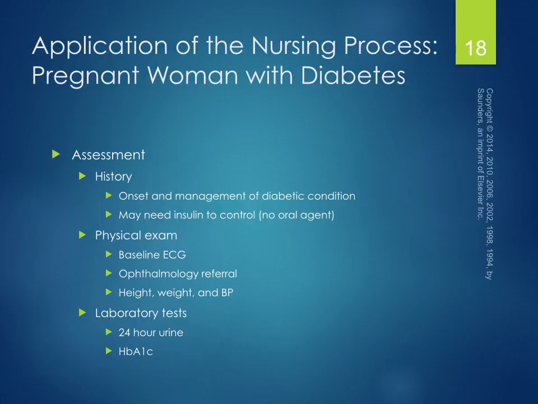Pregnant women with diabetes. Again, assessment is always going to be our foundation. We want a nice thorough history, that onset and management of their diabetic condition, especially if it differs in a non-pregnant state versus the pregnant state that they're in now. Physical exam, we want a baseline ECG for them. Again, that ophthalmic referral, changes in their height, weight, and blood pressure, any kind of values we can obtain from there. 24-hour urine, again, looking at that hemoglobin A1C, as we had said before, getting a really thorough intake on our baseline information.